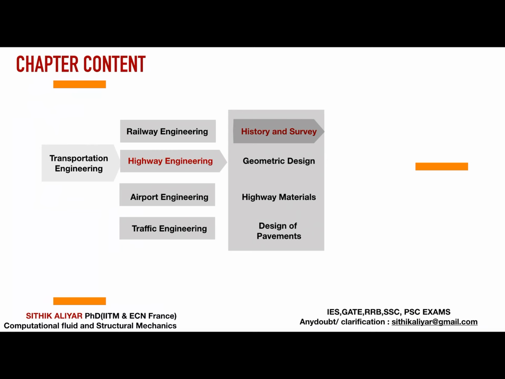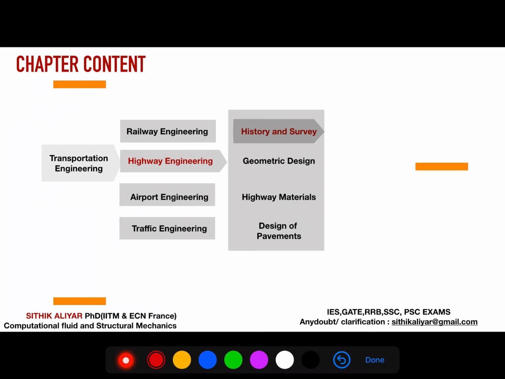So we are going to see, as I told you earlier, this will be some least important topic anyhow. We have to give this introduction from an exam point of view. The geometry design chapter will be the highly important chapter in total highway engineering, and highway materials is least important, but a little more important than the history and survey chapter, and the design of pavements is equally important, similar to the geometry design.